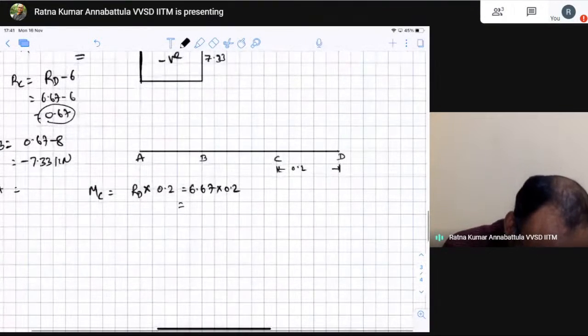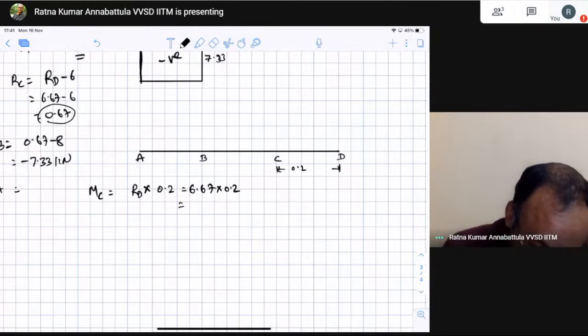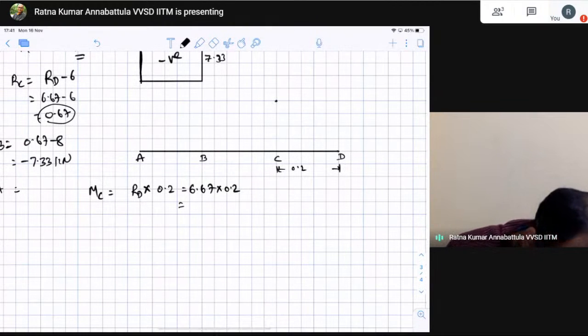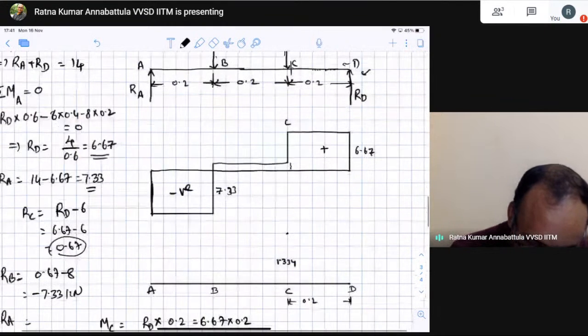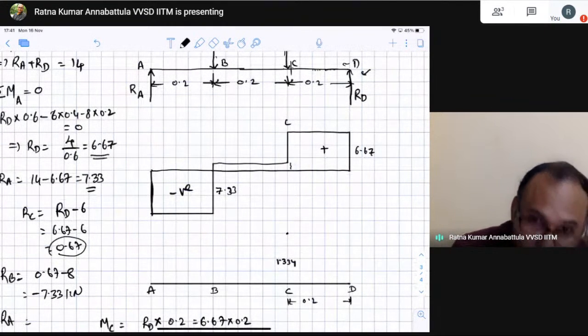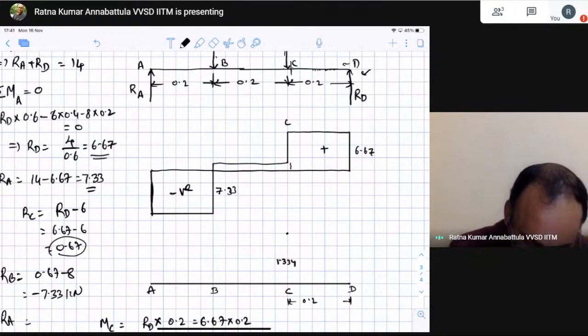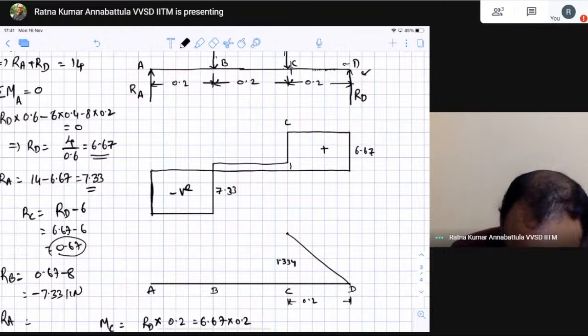So that is 1.334 at C. Okay. Then you might ask me, while drawing the shear force diagram, I have drawn a horizontal line, but when I am drawing the bending moment diagram, why am I connecting them like that?